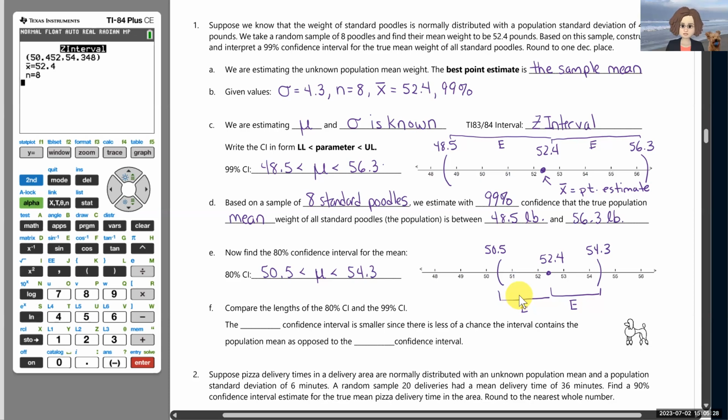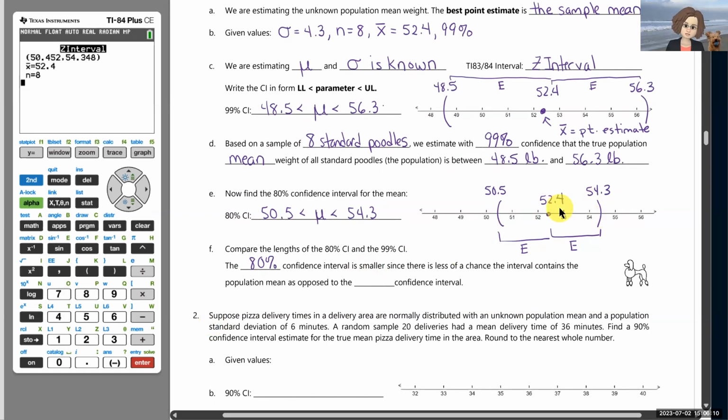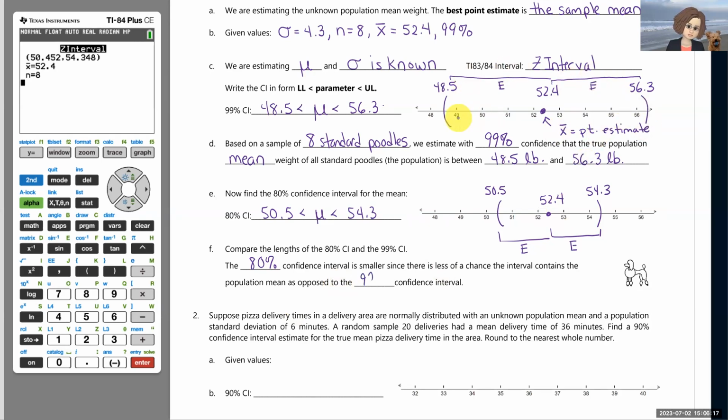So the way I think of it is like a target. If you give somebody a big target, they're more likely to hit it. Small target, people are less likely to hit it. So in the language of confidence intervals, I'm going to be less sure that the mean is in a confidence interval that has low confidence, as opposed to I'll be more sure, 99% confident, that the mean is in that interval because it's a bigger interval. So if you're asked to compare the lengths of these intervals, smaller confidence will always be smaller interval. So the 80% confidence interval is smaller since we have less of a chance that that interval contains our population mean as opposed to our longer 99% confidence interval.